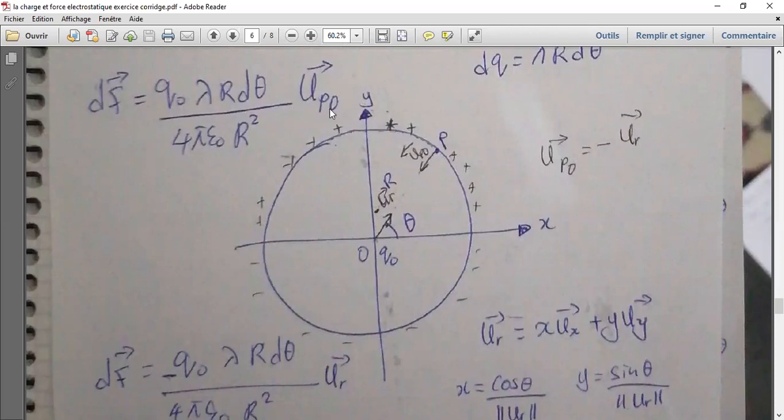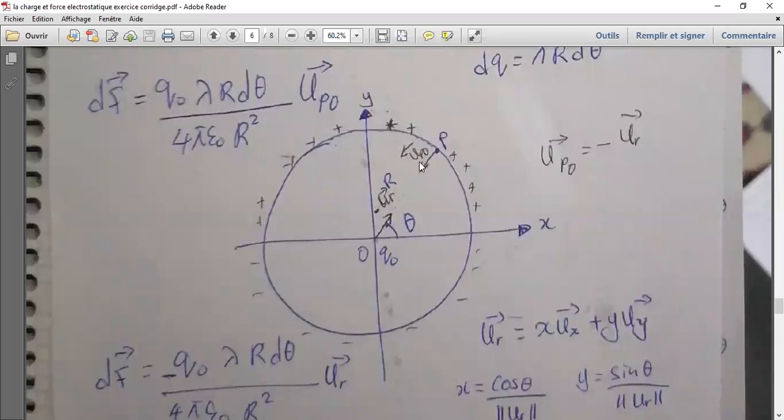The vector PO. Now my main goal is I want to change it into polar coordinates. So my question is, how do I do it? Since this one is towards the center, and I know that in polar coordinates the vector is always going outward from the center. So if you see here, it's going outside the center.